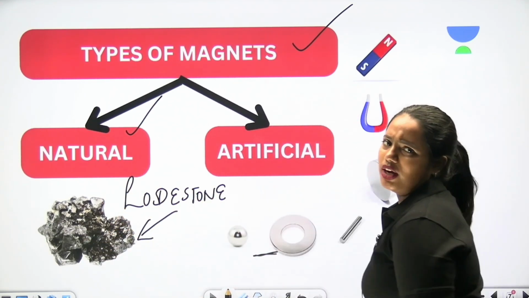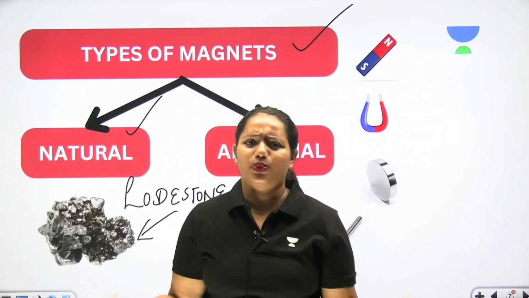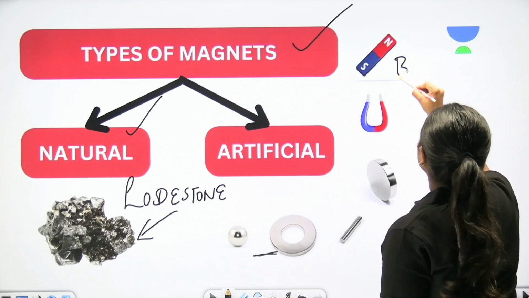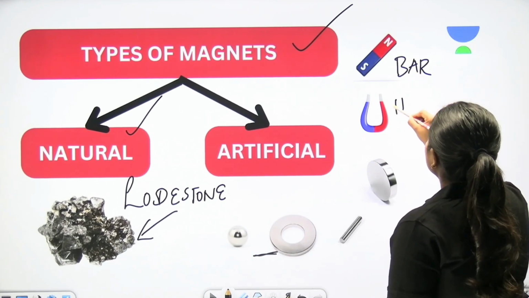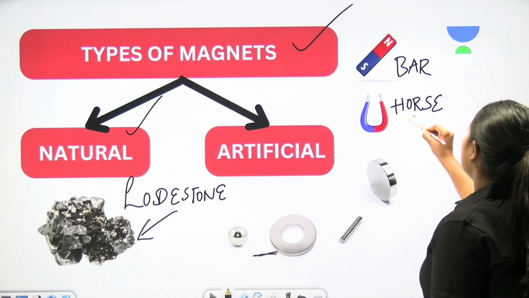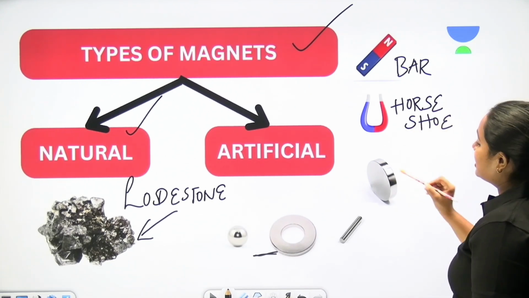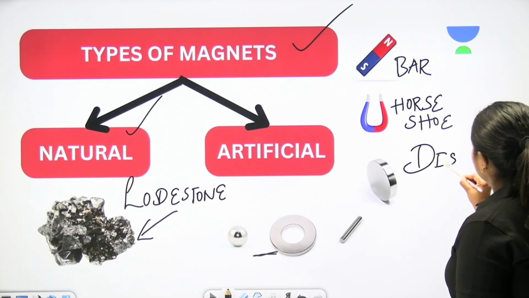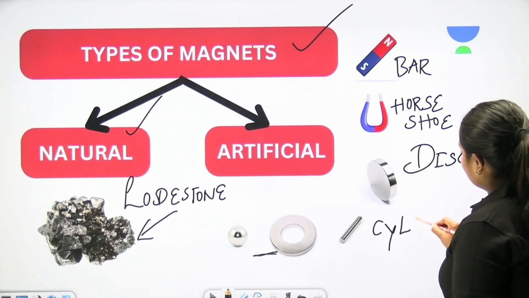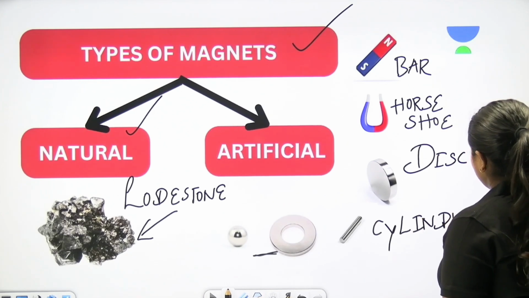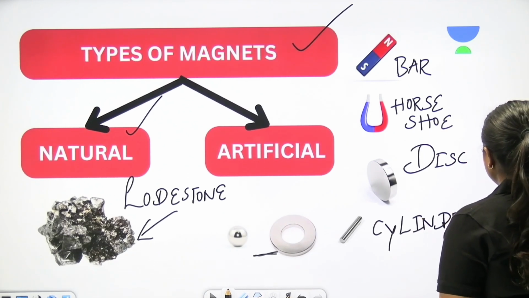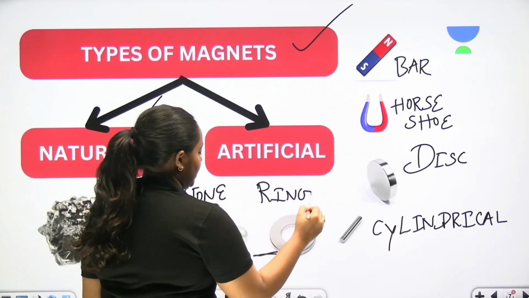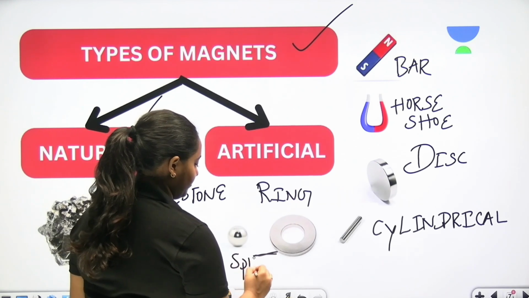And what about artificial ones? Artificial ones are nothing but the man-made ones. They can be found in different shapes, so let's start giving the names. This is a bar magnet. This is a horseshoe magnet. Please write it down: horseshoe magnet. And this is a disc magnet. This is a cylindrical magnet. This one is a ring magnet. And finally, this is the spherical magnet.